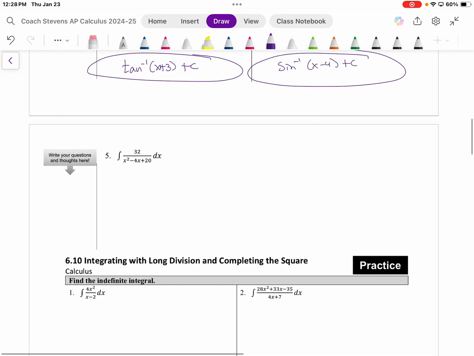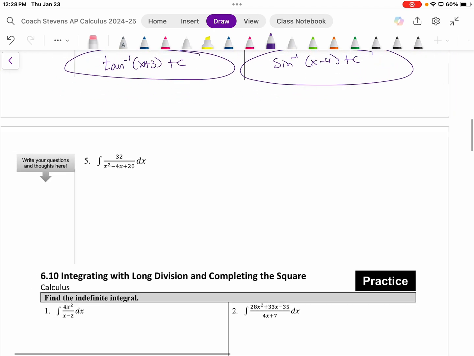All right, number 5, one more to go. And again, if you want to work ahead of me on this one, this is another one. I'm thinking, hey, there's no square root involved in the bottom. So what inverse trig should I be thinking about? I should be thinking about arctangent.